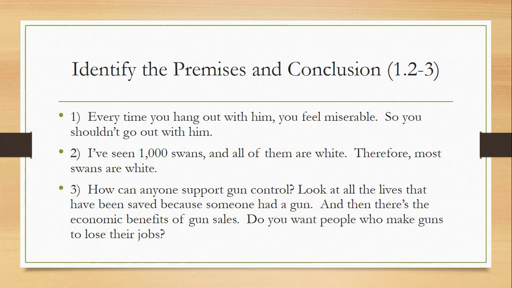And we also see that it is being supported by the previous passage there: I've seen 1,000 swans and all of them are white. We can break up that first sentence into two statements. I've seen 1,000 swans, and the second statement is all of them are white. Those are the two premises that provide reasons in favor of believing the conclusion that most swans are white.